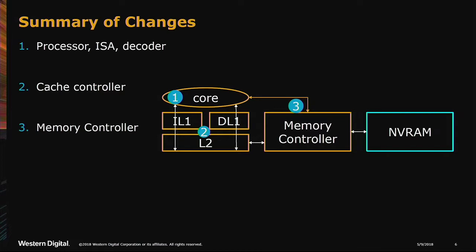Number 2, the cache controller. Normally the cache receives a request from the processor, a read or write, but we want the cache controller to be able to recognize a new request. Could call it a cache write-back or a cache flush.